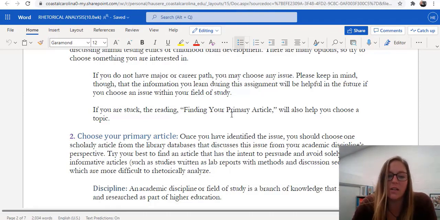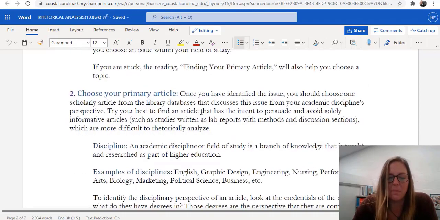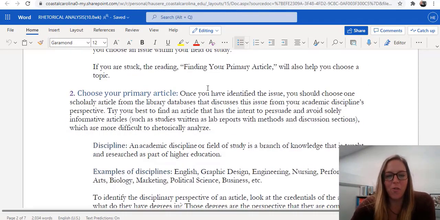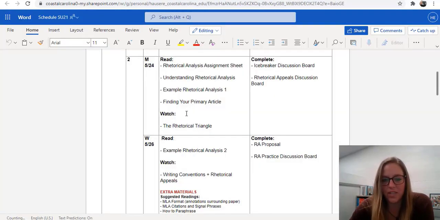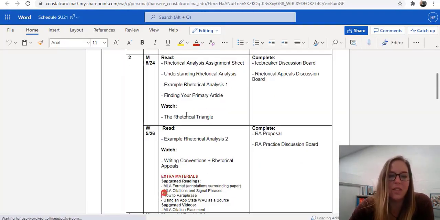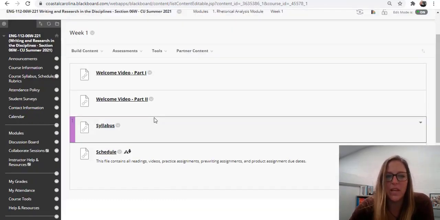So if you're stuck, feel free to start there and read that. Next, you're going to choose your primary article, and you must read Finding Your Primary Article beforehand. All of those assignments are listed on your schedule, which is an assigned reading for week 1. And also all of these things are listed in the order that you should complete them in each week. The reading is for week 2.